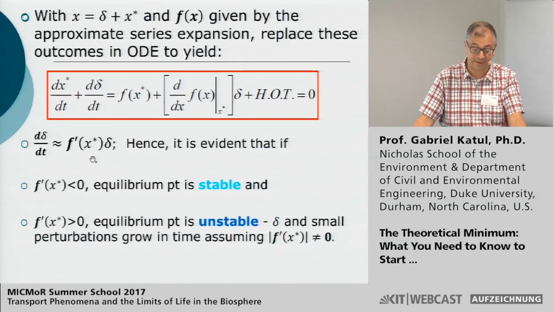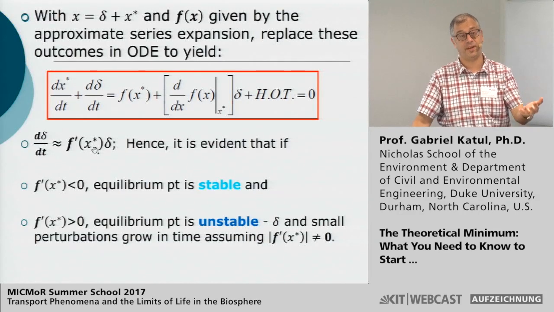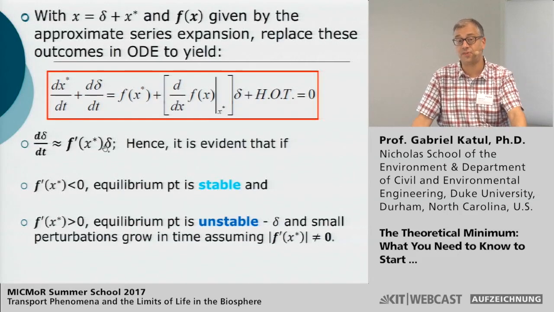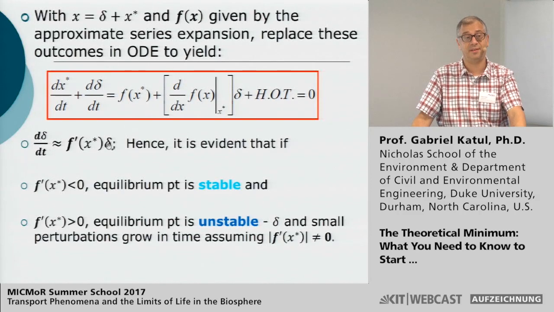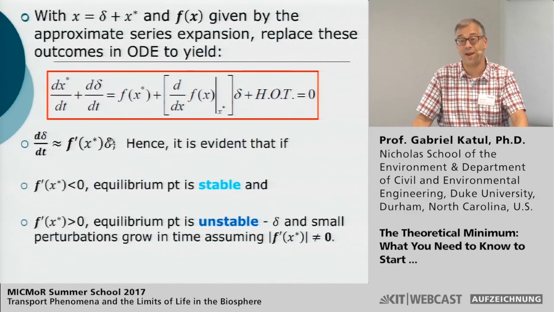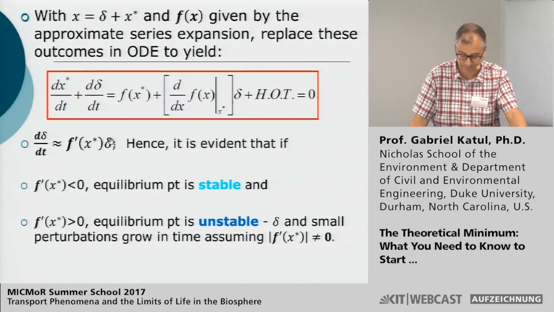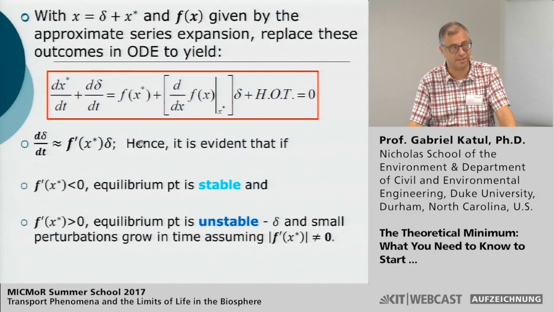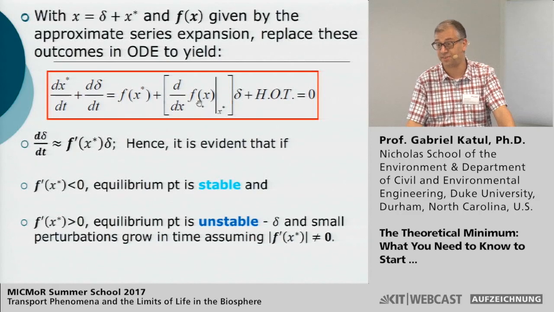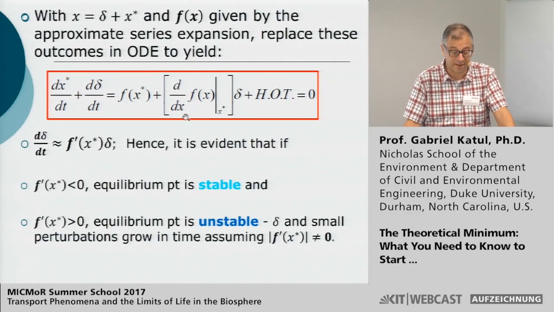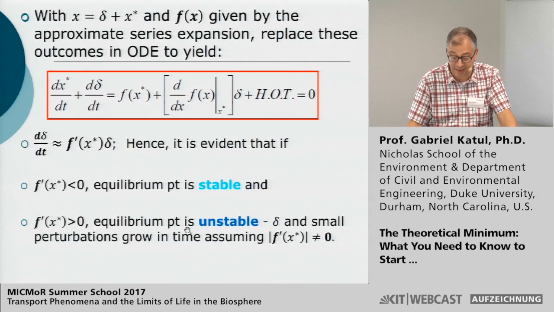On the other hand, if f prime of x star is positive, something else happens. Now, if we perturb the system, in fact, these perturbations grow, and very soon they will stop abiding by linear stability analysis. But we know one thing, that these perturbations are going to move us away from this equilibrium point. We're not going to relax back to this equilibrium point. Again, this whole analysis is making the assumption that the derivative of f of x, this generic function that describes the derivative of x with respect to time, is finite at equilibrium.